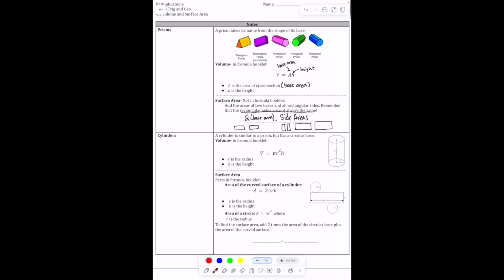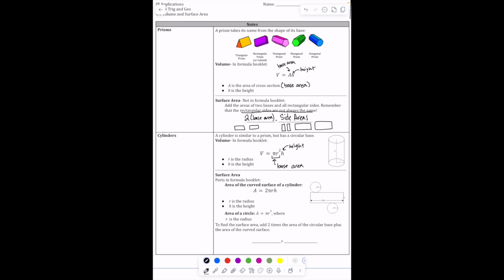All right, so cylinders, that is going to be really similar to a prism. It just has a circular base. So we're still really working with base area times height. It's just that the base area now is a circle. So this right here, that's the area of a circle, so base area, and then we're still multiplying it by height.